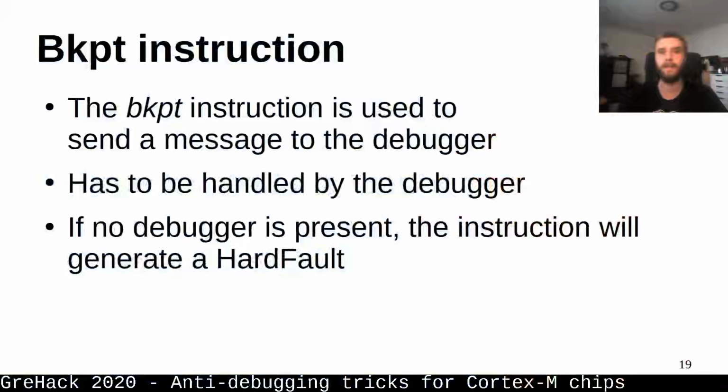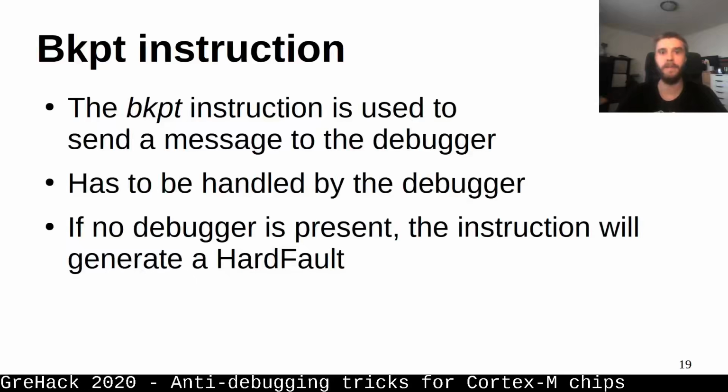The next technique uses a special instruction, which is breakpoint. That instruction is used to create software breakpoints. Whenever the core executes this instruction, it will fire a debug event, and usually the debugger has to take care of it and break at this specific point. But if the device runs the breakpoint instruction and there is no debugger, that event will escalate to what is called a hard fault, which is basically a hardware fault, and it's kind of bad.